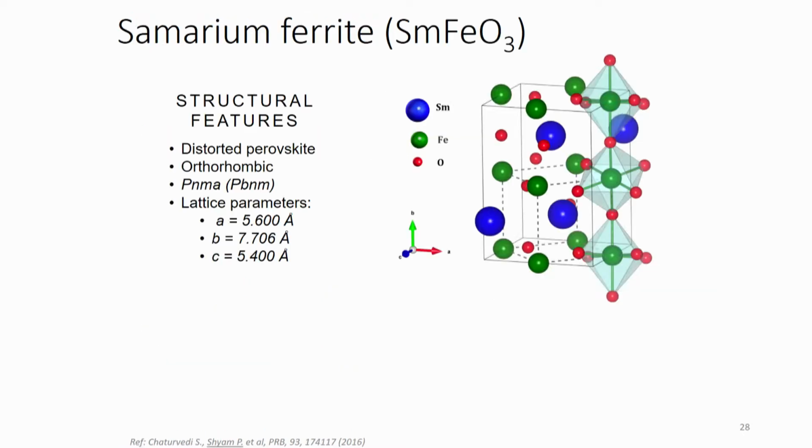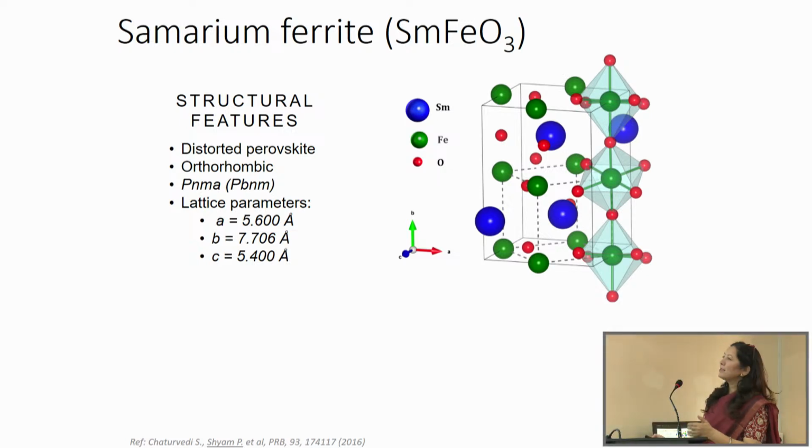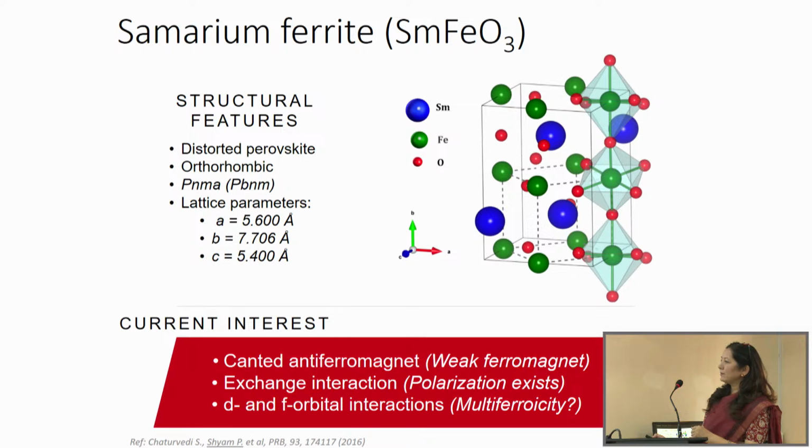This is the structure. It is a distorted perovskite. It is orthorhombic, the space group is Pnma, also represented as Pbnm, and these are the lattice parameters. We looked for whether a canted antiferromagnet exists, and we looked for exchange interaction. We found that it does exist, and D and F orbital interactions were seen. So we could say that there is a possibility of multiferroicity.